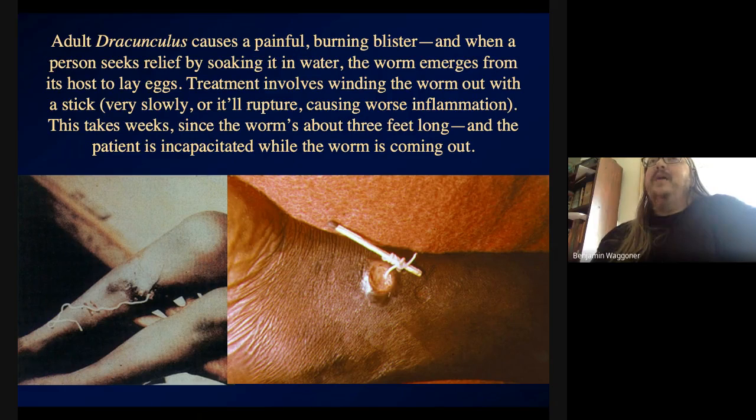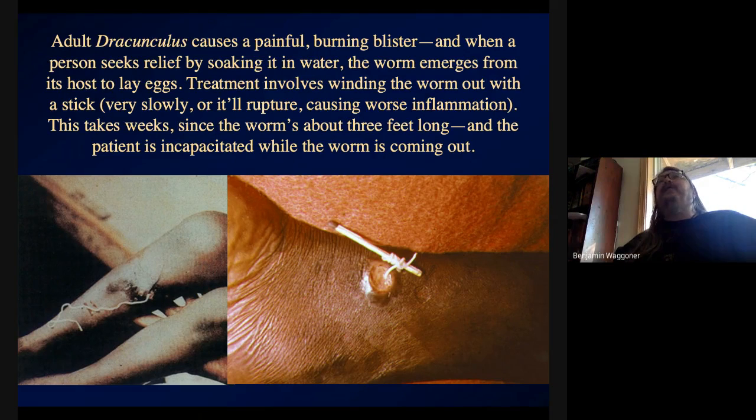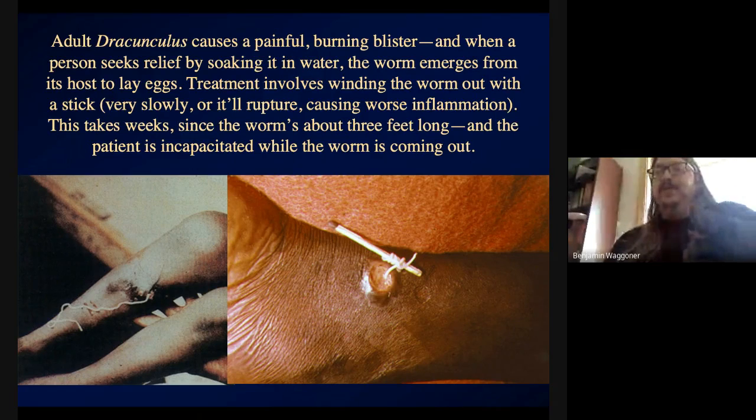So the rod with 2 snakes and wings wrapped around it is used a lot in the pharmaceutical industry. But Asclepius's rod is just a stick with a single snake wrapped around it, and you'll see that sometimes on things like ambulance logos. And it has been suggested that the origin of this symbol is the stick being used to wind Dracunculus out of the body.